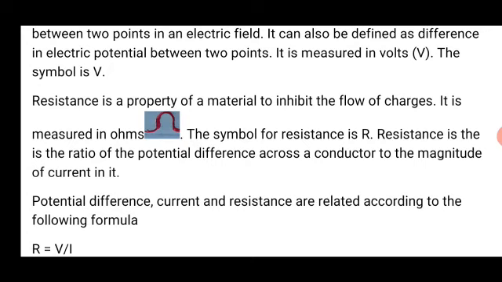It's like N, but it is not N. That's how it is written. So when you write 6 ohms, just write 6 and put that symbol beside 6, or you write it fully, 6 ohms. Or write 6 and put that symbol beside it. So it is measured in ohms.